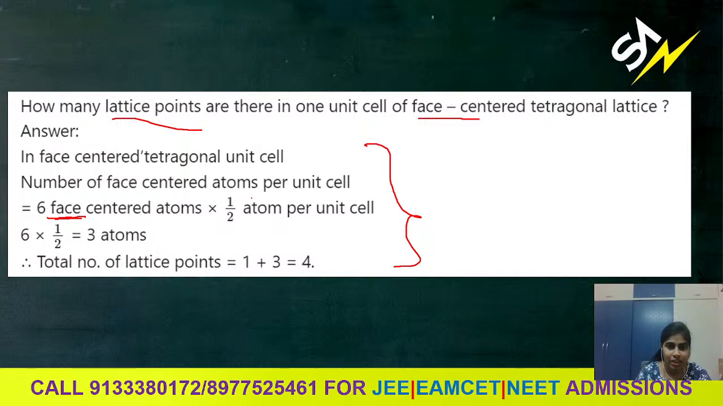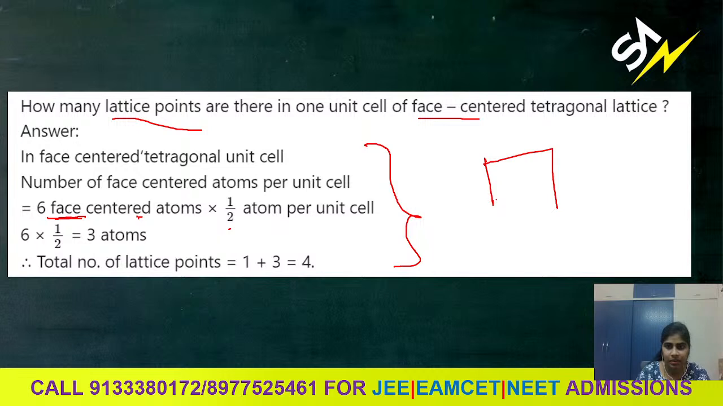They are shared by half of the atom per unit cell. It means one atom is shared by 2 FCCs. So one FCC has half of the atom per unit cell. It means it is multiplied by half of the atom. The 6 face centered atoms are multiplied by half of the atom per unit cell.